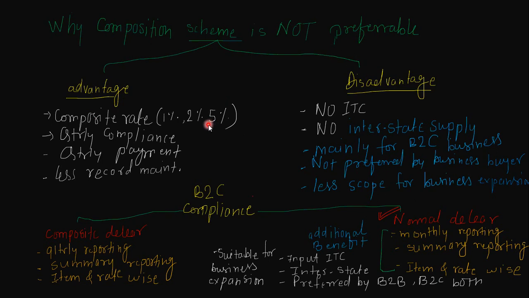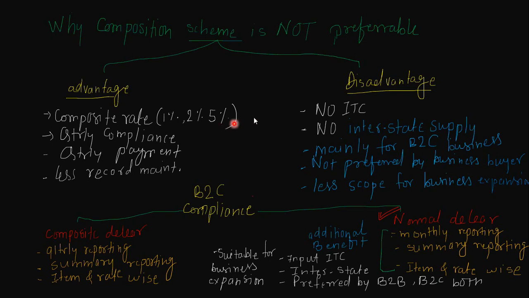5% is mostly for small restaurants. Then there is quarterly compliance. You don't have to file monthly returns or make monthly payments; you only have quarterly payment. So there is a two-way saving available to you under the composition scheme. Then there is less record maintenance, since you don't have any ITC and you don't give a GST invoice, so you don't have to maintain much record.